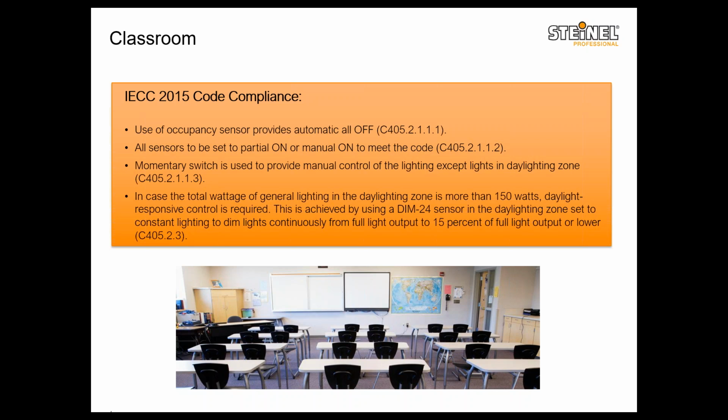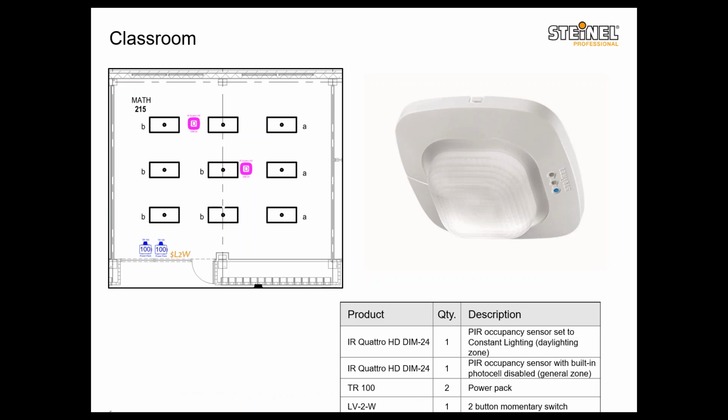So as you can see here, I have the typical classroom, about 30 feet by 30 feet. You can see we have an IR Quattro HD DIM-24 sensor in the center of the room to provide coverage for the general area. And then we have another sensor of the same type located in the daylighting zone near the windows. And then obviously, because we have two control zones, we have two power packs and a 2-button momentary switch to override the sensors.